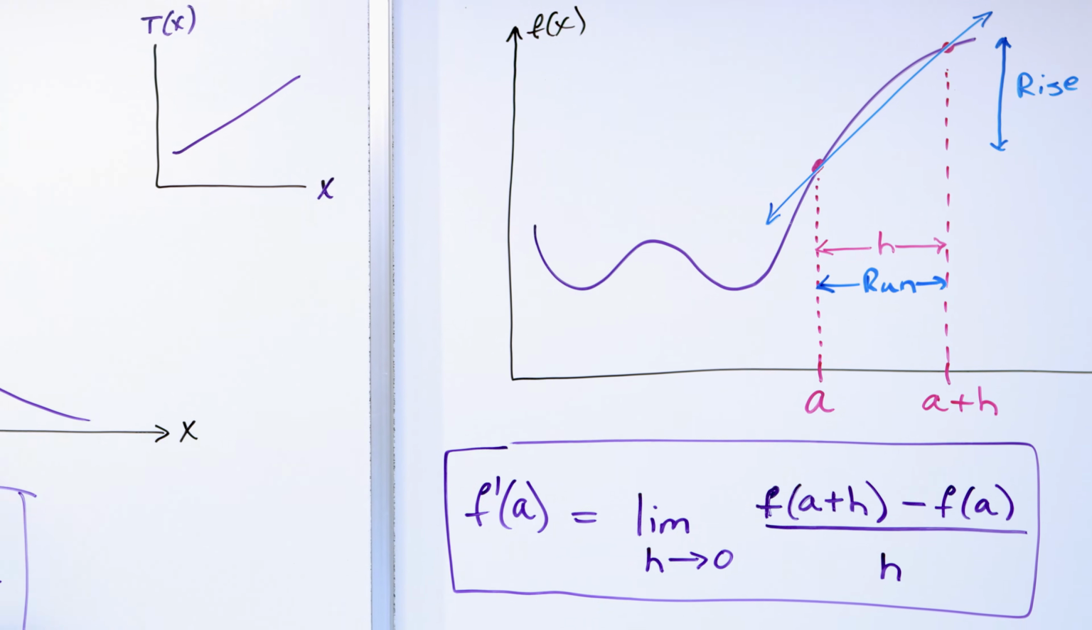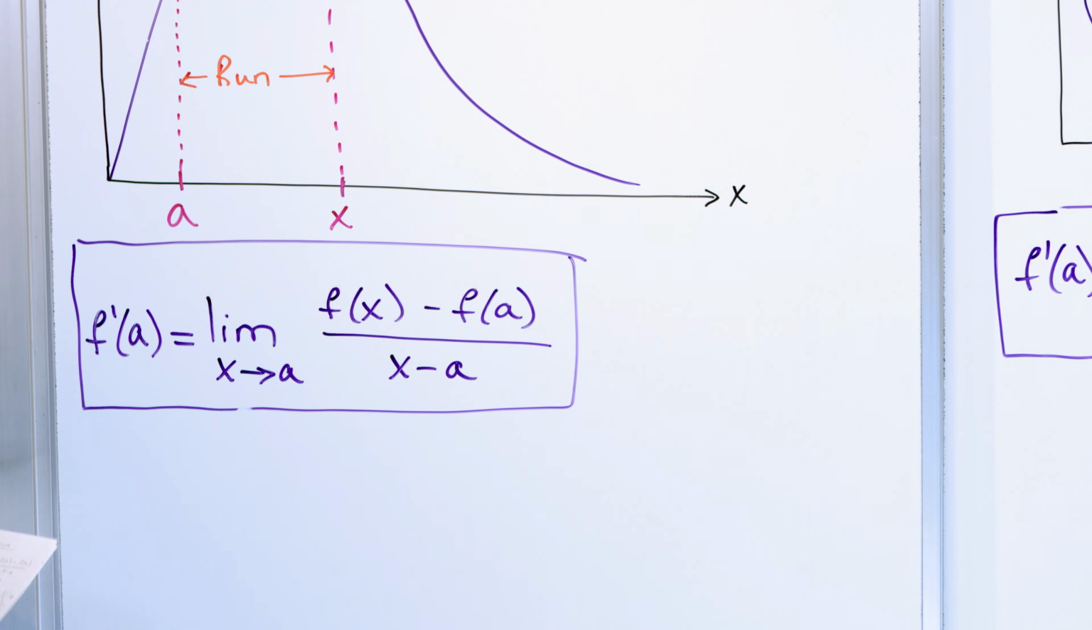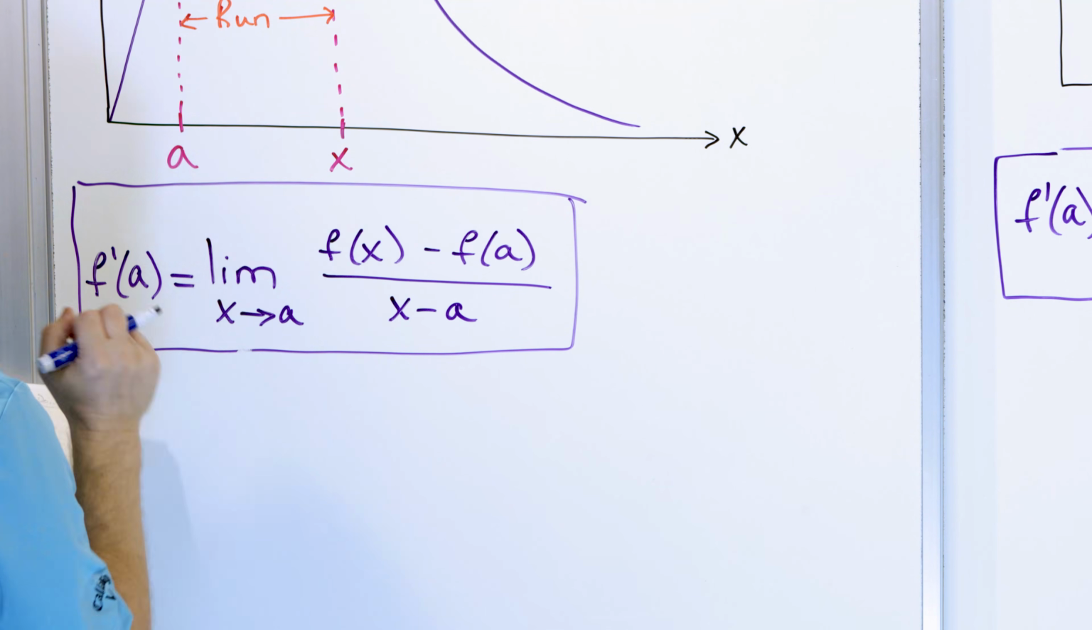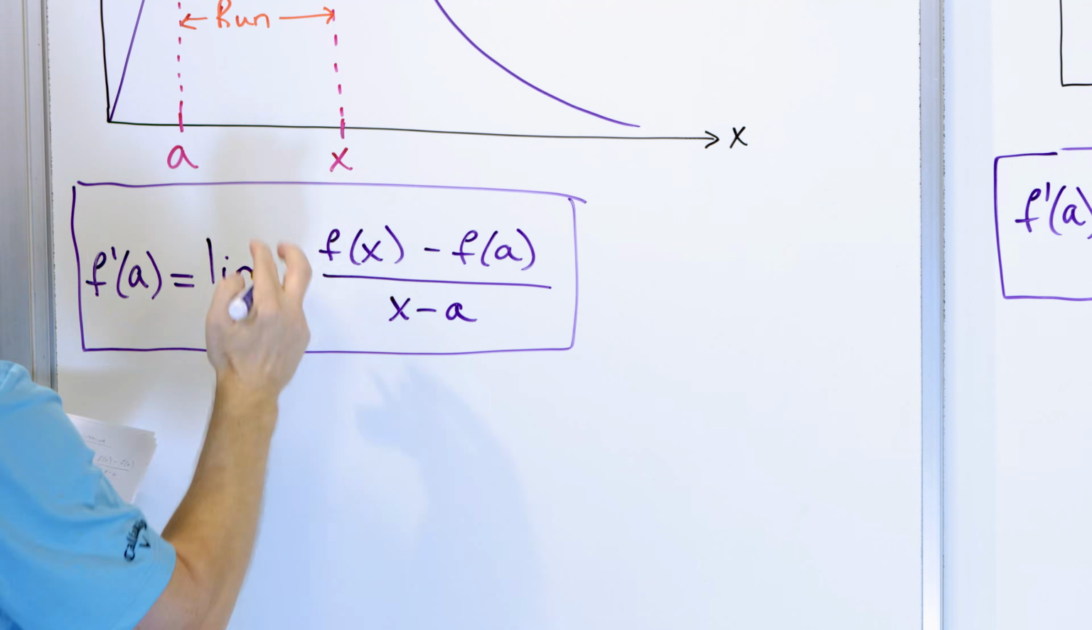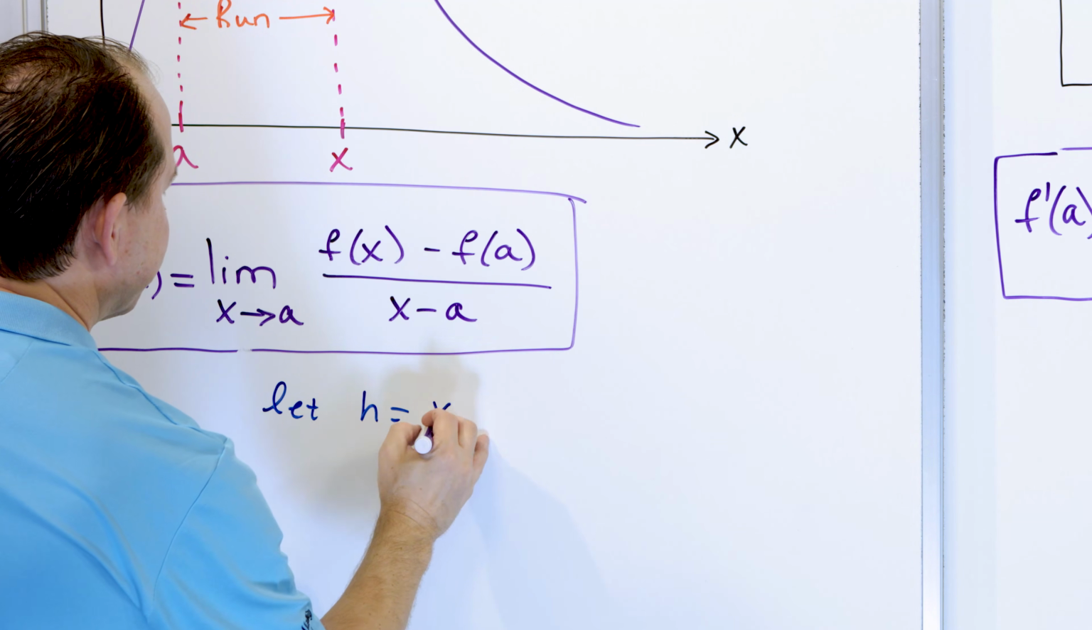Notice what's going on right here. In fact, if you start from this, I could have started from this. Let's say that you define h to be the distance between these 2 points. Notice it's a and x. So what if I let the width h be x minus a?